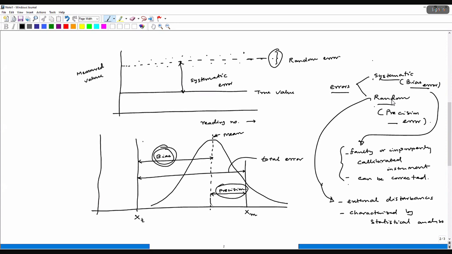That means you say that my thermometer is faulty, or I have not calibrated it properly. It is consistently showing 2 degree lower than the actual temperature, right? So you can correct for it.